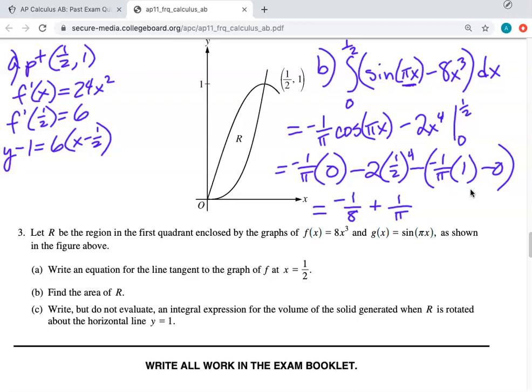Volume. How do we make a profit? Volume. All right. Volume of the solid generated when R is rotated about... Look at how nice they are. They tell you that y equals 1 is a horizontal line, right? Isn't that nice? Okay.